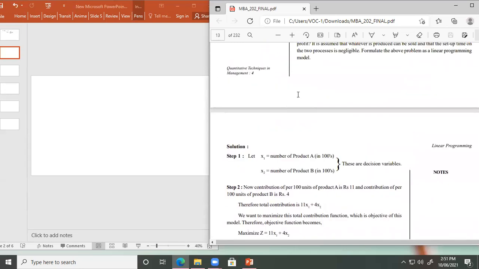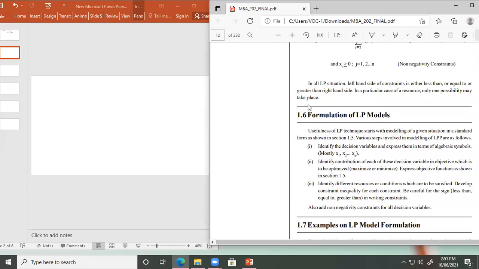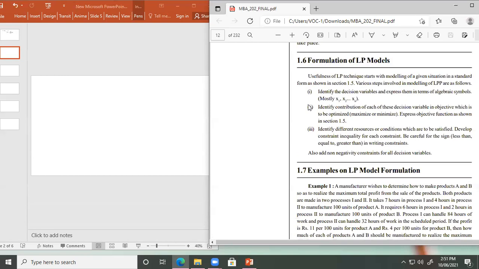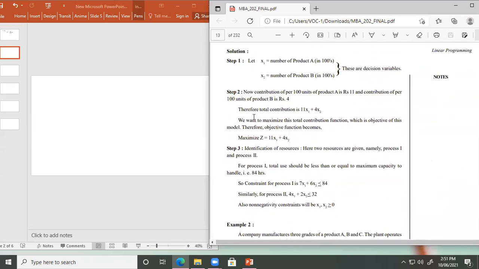So next, here the solution is given step by step. You have to identify the decision variables, then identify the contribution of each of these decision variables, and third, identify the different resources or the conditions. So here three steps are given, that is step 1, identify the decision variables.